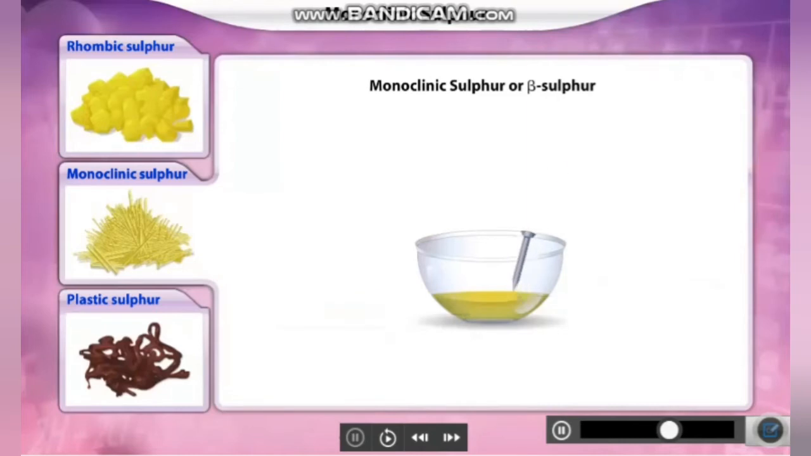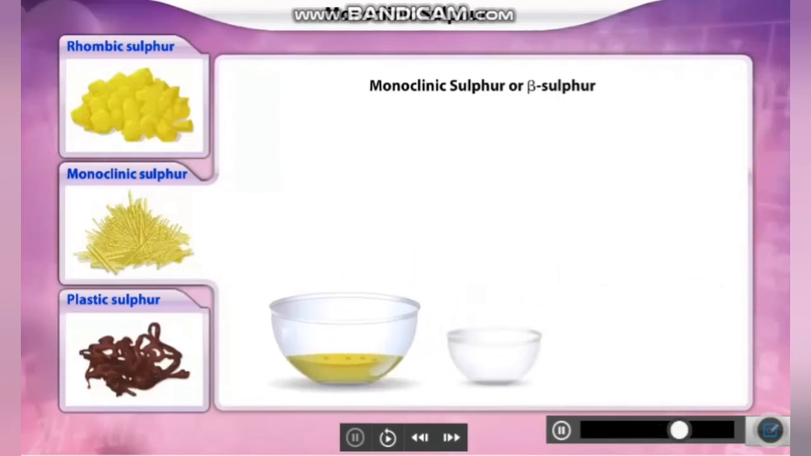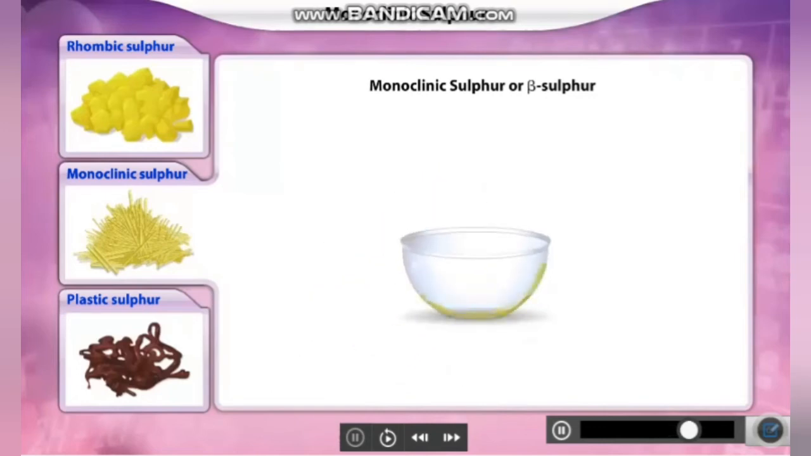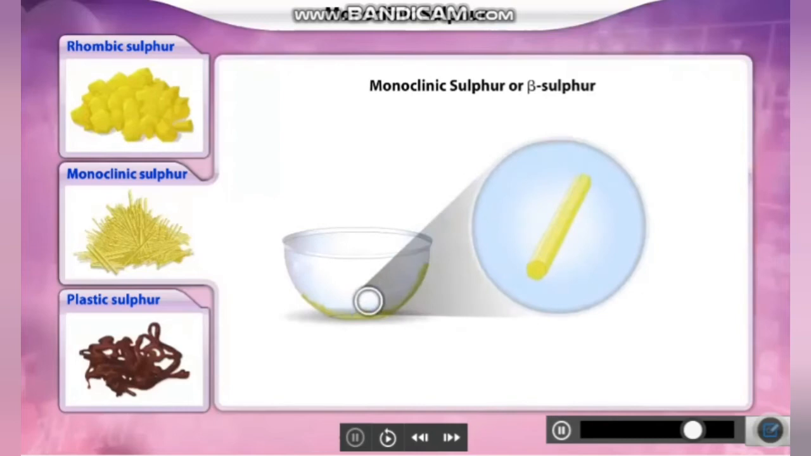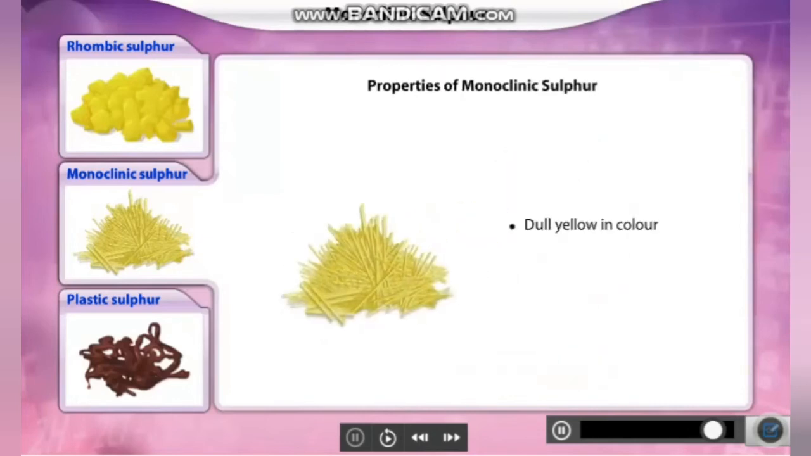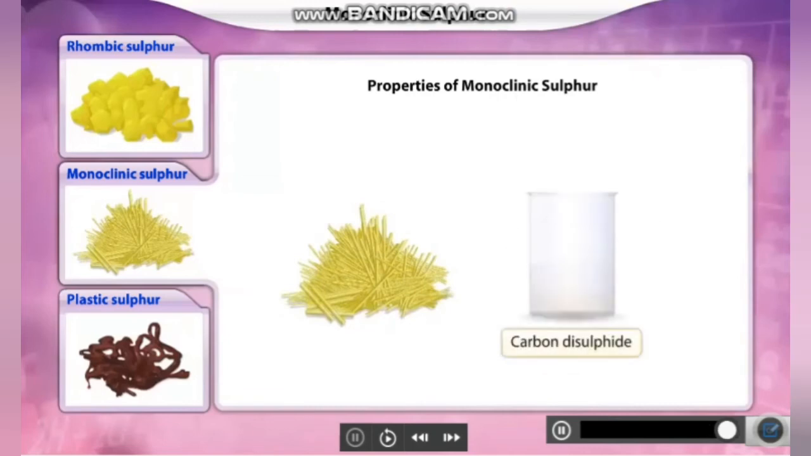The remaining liquid is poured out by making holes in the crust. The needle-shaped pale yellow transparent crystals formed are called monoclinic sulfur. This sulfur is a dull yellow with a melting point of 393 Kelvin. Monoclinic sulfur dissolves in carbon disulfide.